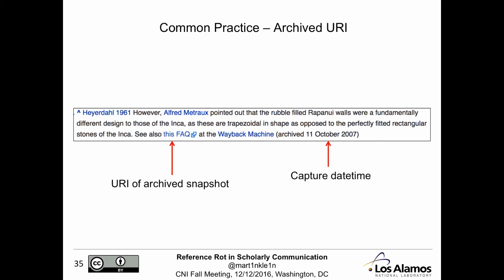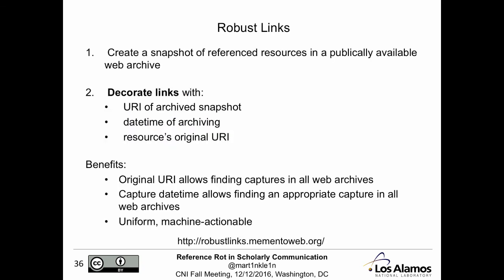Do you remember mummify.it? It doesn't exist anymore. WebCite has been struggling in the past with support and so on and so forth. We know that the Internet Archive is not accessible in all countries. So we're basically replacing one link rot problem with another if you rely solely on this sort of approach. Just replacing the original URI with the URI of the memento does not solve the problem for good. Okay? So the second step that we're arguing for is: decorate your links.